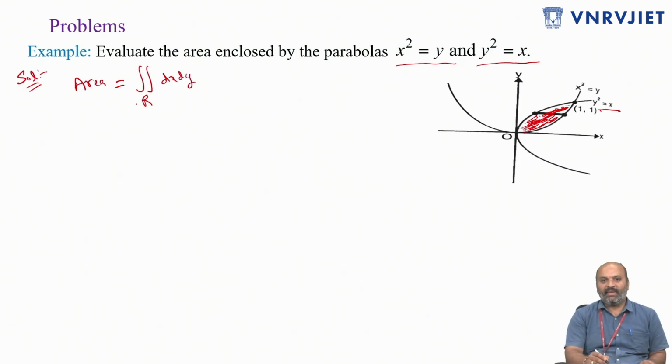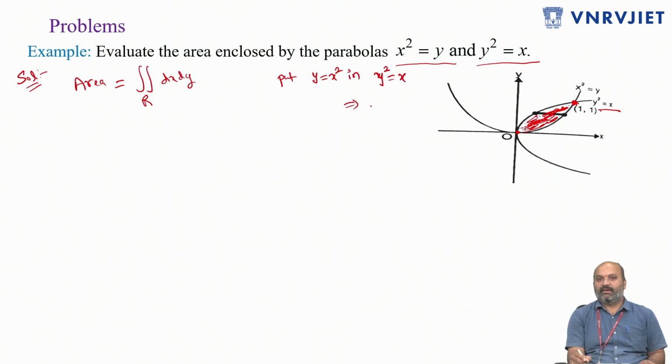Here the region is bounded by these two parabolas. This is one parabola, this is another parabola. Now let's determine the intersection points of these parabolas. Of course, these two parabolas intersect at the origin and also at this point. To determine this point, we substitute one equation into the other. Put y equals x squared in y squared equals x.